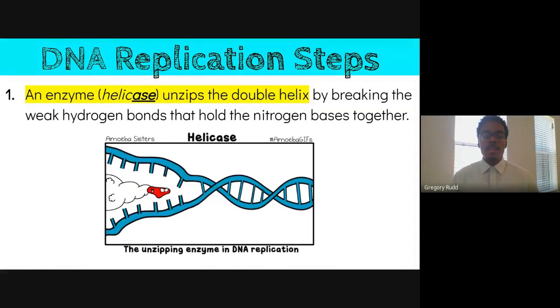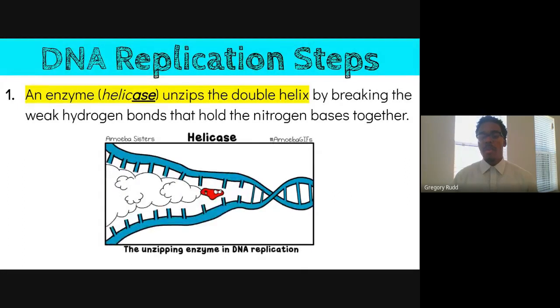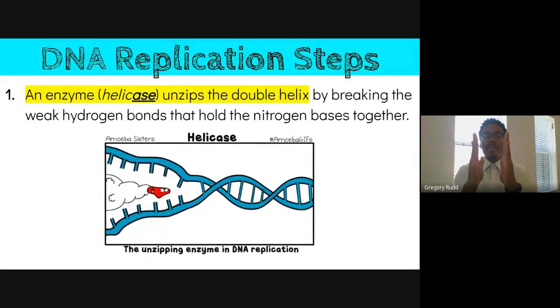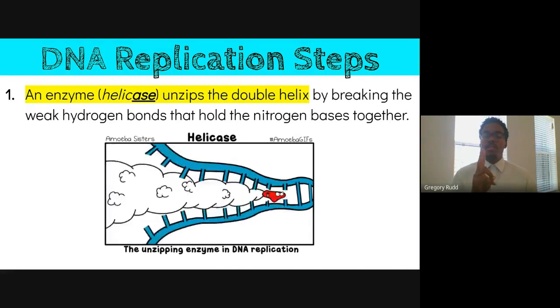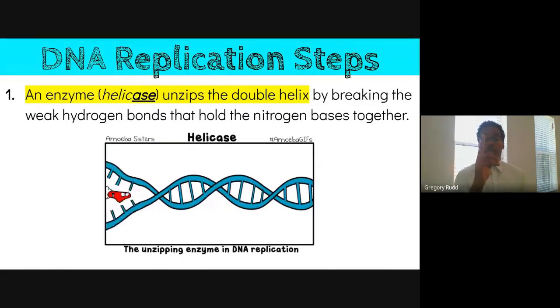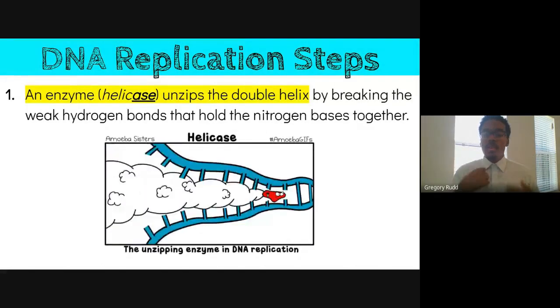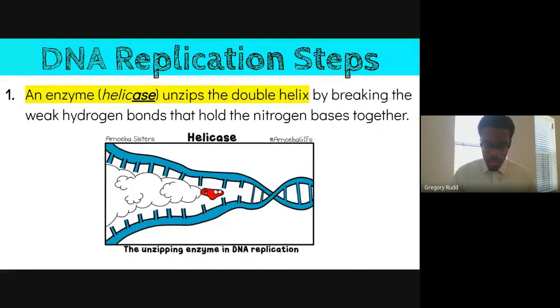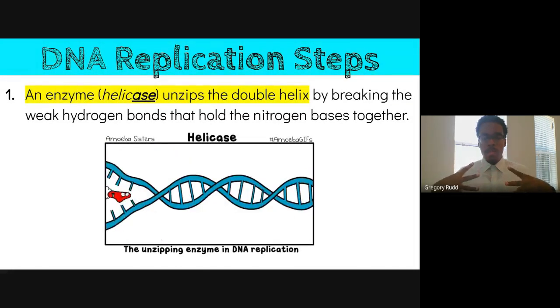The first step is an enzyme called helicase coming in and unzipping the double helix. So we remember DNA is basically like a ladder that has been twisted into a spiral. So this helicase is going to come in and it's going to clip the rungs of that ladder. It's going to break the hydrogen bonds that keep the rungs together, going to separate those. And so in effect, it's unzipping the DNA. So something that was connected at first is now getting unzipped and separated.